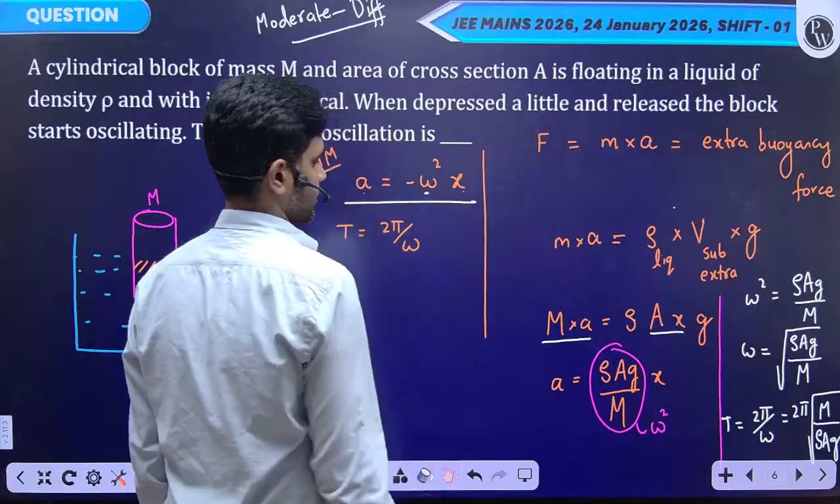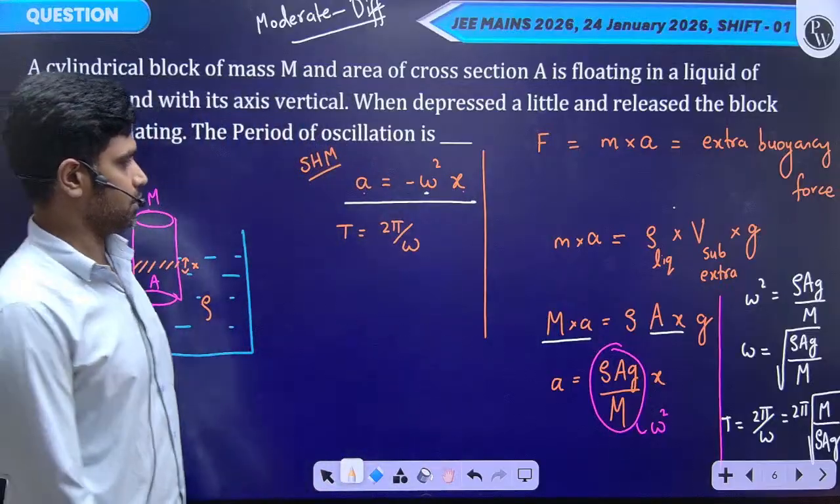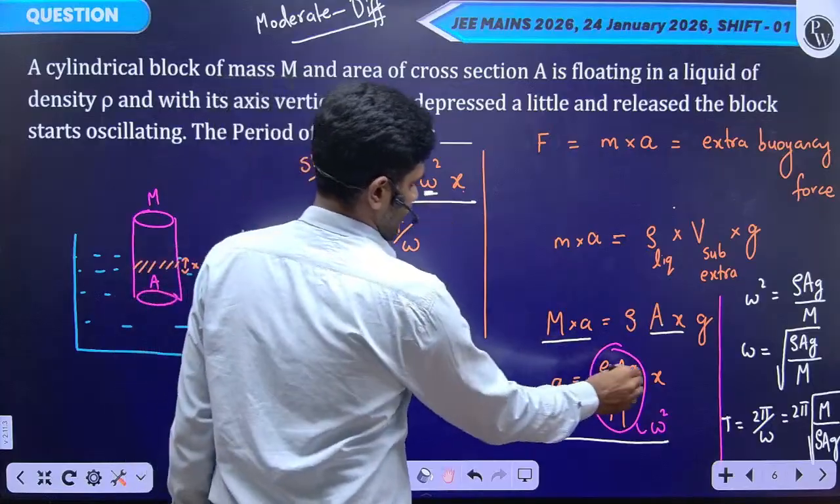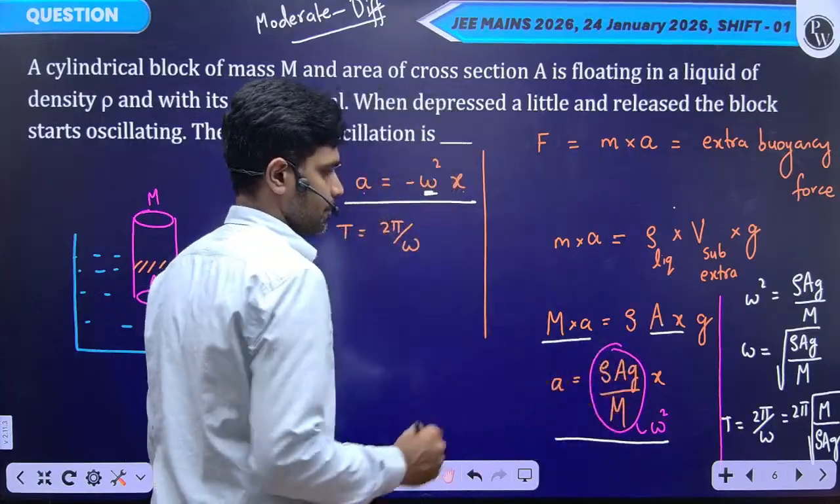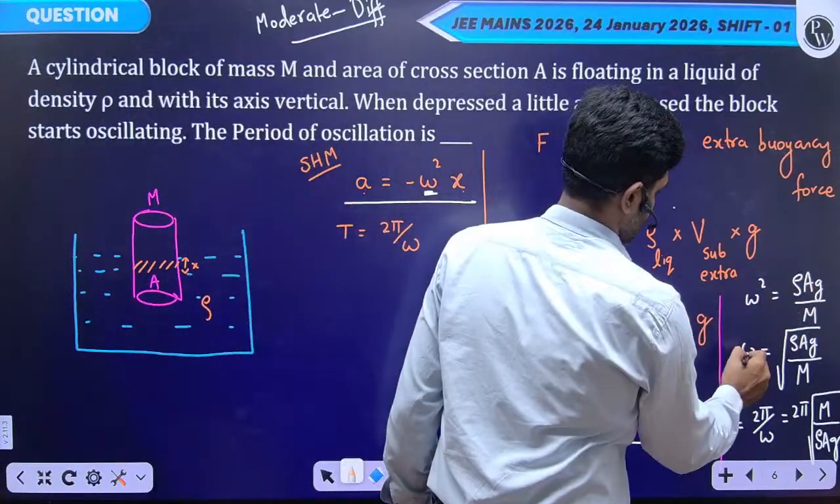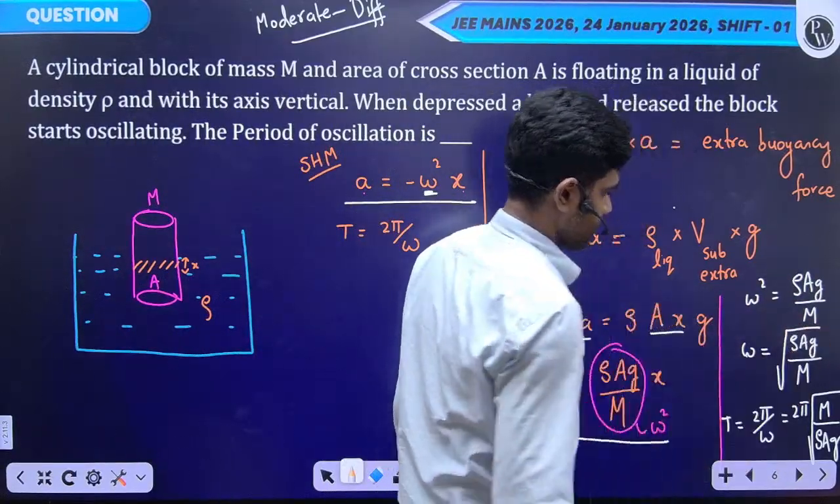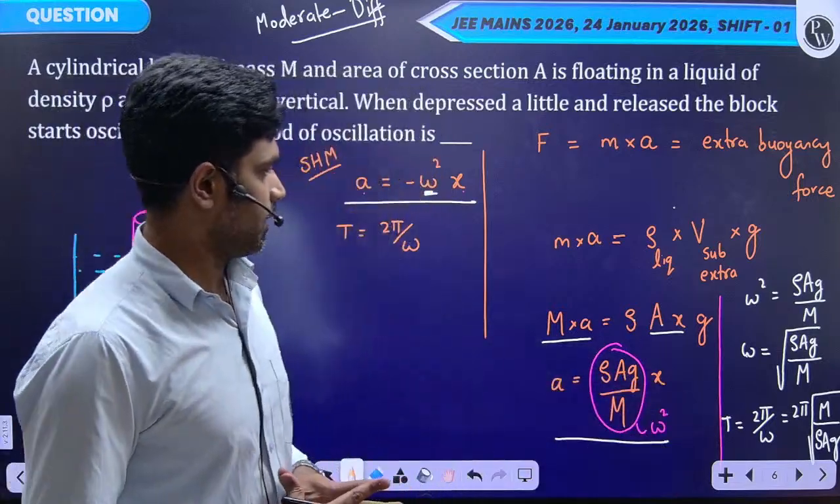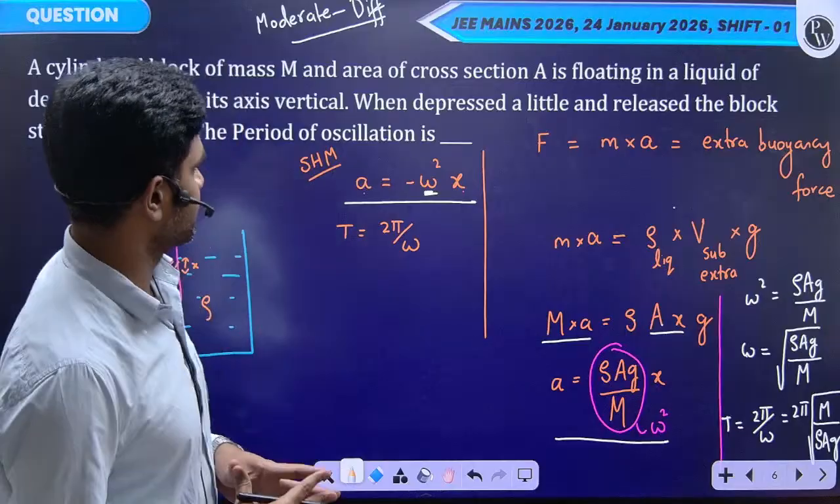This is our main SHM equation, and this is the SHM equation we derived. In the omega square, what do we have? Rho A g by M. So our omega square is this. Omega is root of rho A g by M. Once we get omega, the time period is sorted: 2 pi by omega.